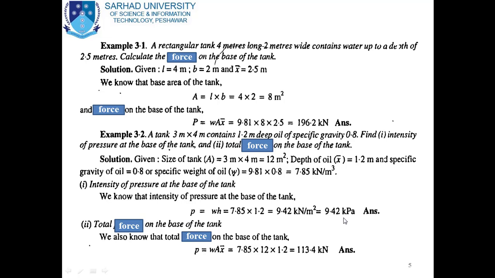In the second case, we will find the total force on the base of the tank. So we know that total force on the base of the tank P is equal to omega A X bar. So omega is already found, which is 7.85, A is already given, which is 12 square meter, and X bar is already given, which is 1.2. So put the values and we will get the total force on the base of the tank, which is 113.4 kilonewton. And this is the end of example 3.2.